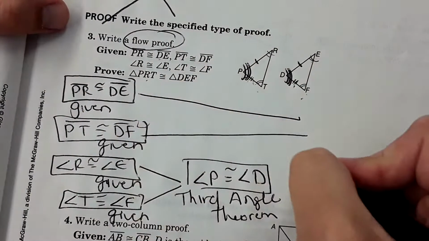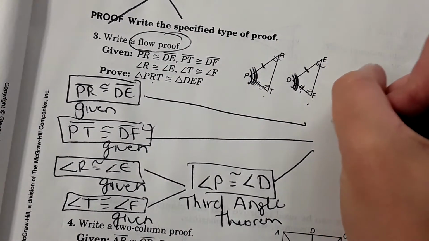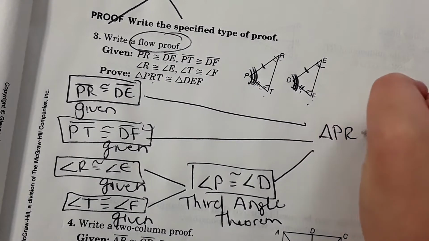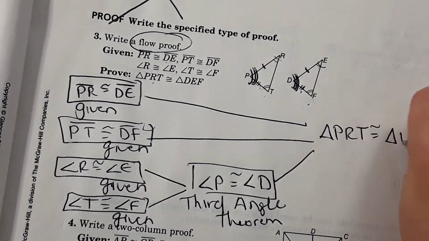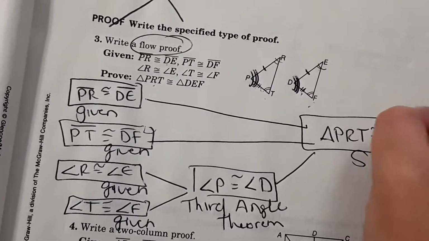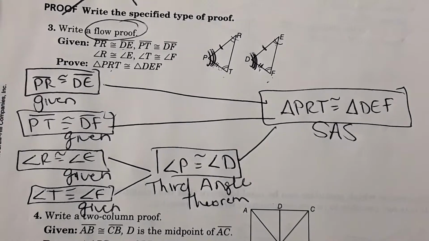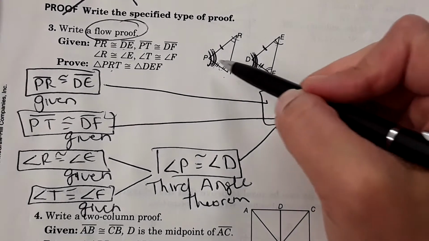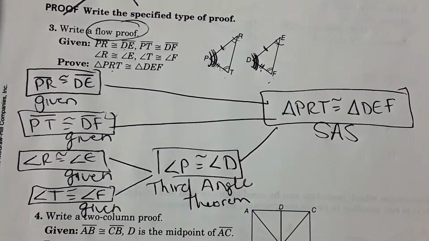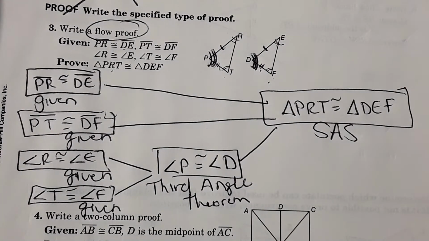So this is what the flow proof looks like. Bring all three of these together, and you have triangle PRT is congruent to triangle DEF because of side angle side. Again, that's according to the answer key. You might have also done angle side angle would prove its congruence. Again, angle angle side would also. Cool, you're keeping up.